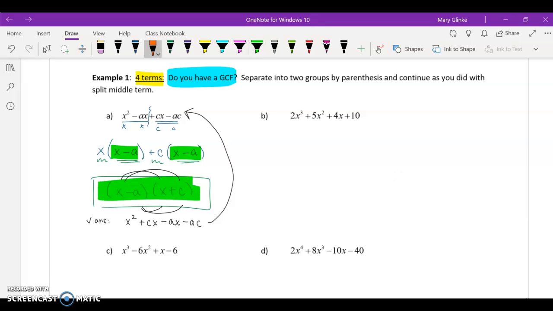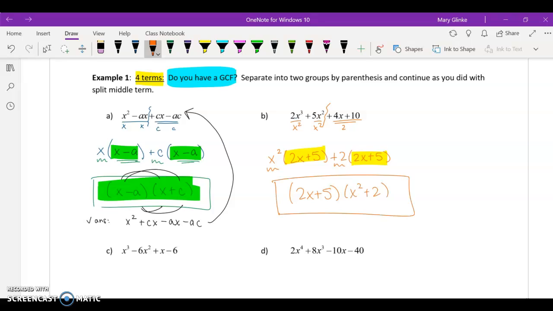So let's try this next one here. We chop it in half. We say, hey, those first 2 have an x squared. So we're going to take out the x squared and we'll be left with 2x plus 5. The next 2 have a 2 in common. So we're going to factor out a 2. We'd be left with 2x plus 5. Our groups match, and so therefore 2x plus 5 is one of our factors, and x squared plus 2 is another one of our factors.